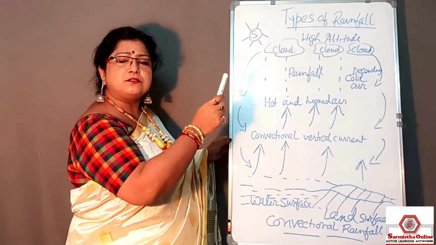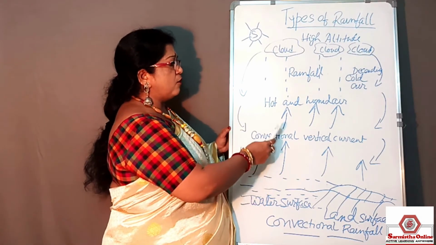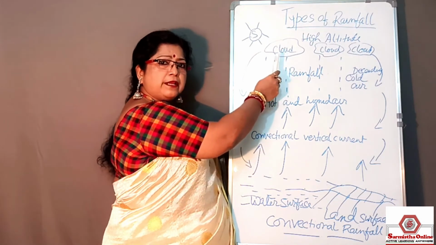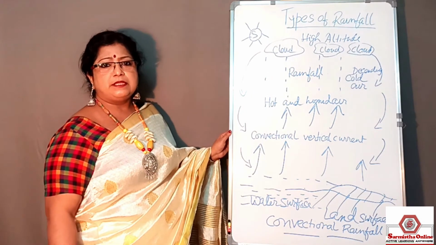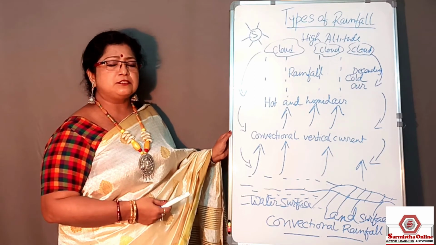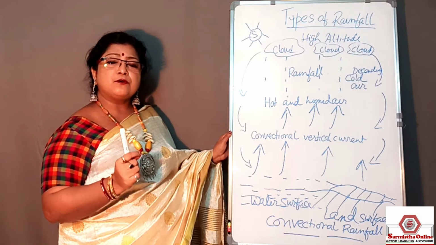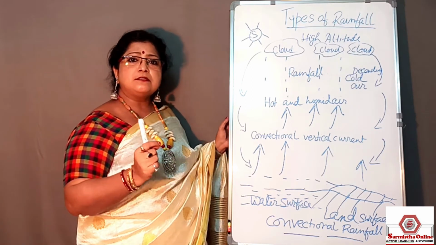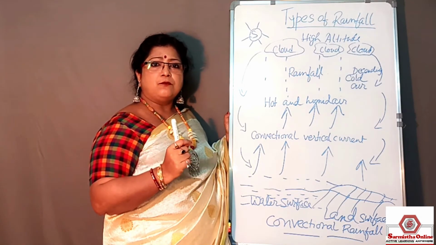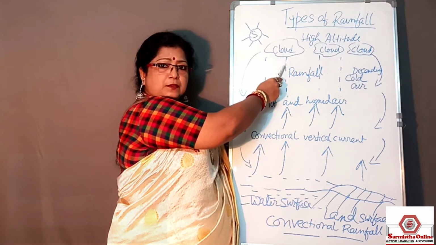In the high altitude, it comes in contact with the cold air. As soon as the hot and humid air comes in contact with the cold air in the high altitude, the condensation process starts. And due to the condensation process, what happens? The water vapor, which was in the vaporized form, turns into water droplets. And the water droplets, one by one, gather together and form the cloud.